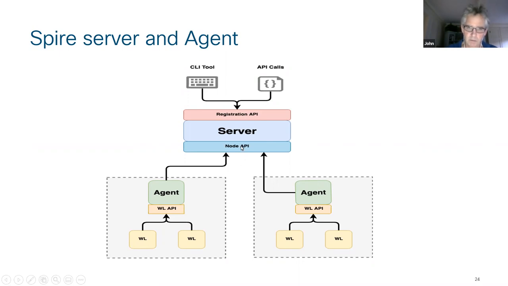But once that's done, the server uses the Node API to talk to the agents. The agents use the workload API to talk to the workloads. By this means, we have a way to ensure both that the workloads are who they say they are and that they're running on nodes that we know of. And it gives a full chain of trust and a full chain of identity in these cloud native environments.